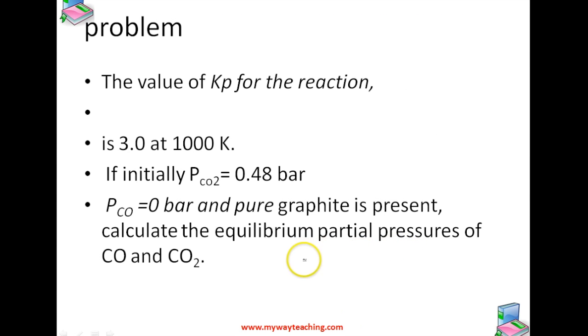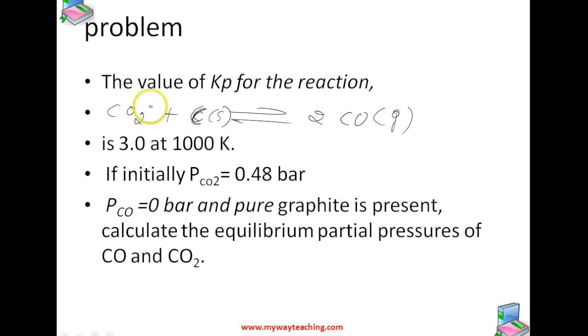Next problem. The value of Kp for the reaction, I will write down the reaction: carbon dioxide plus C, which gives 2 carbon monoxide, where CO2 is gaseous, C is solid, and CO is also gaseous, is 0.3 at 1000 Kelvin. If initially PCO2 is equal to 0.48 bar, PCO is equal to 0 bar and pure graphite is present, calculate the equilibrium partial pressures of carbon monoxide and carbon dioxide. Solution.